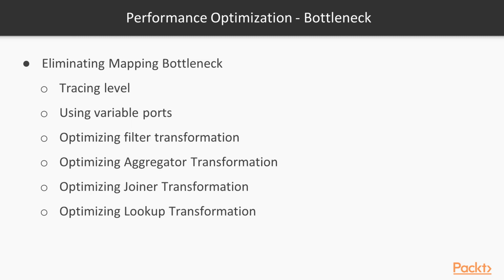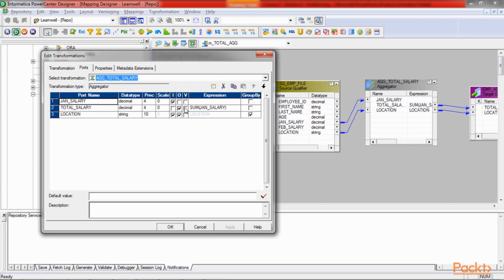Tracing level. Tracing level defines how much detailed information you wish to write to the session log. When you run the process, integration service writes the info about the run in the session log. Setting proper tracing level will help improve the performance. Use variable ports. If you're performing the same operation multiple times in a transformation, consider calculating the value in a variable port and use the port value multiple times in the transformation.